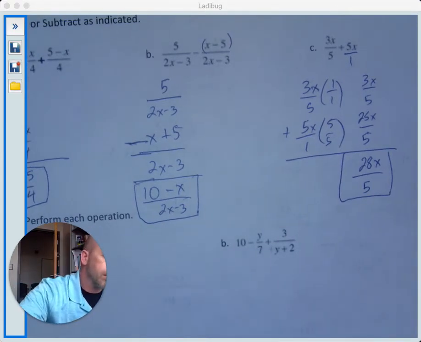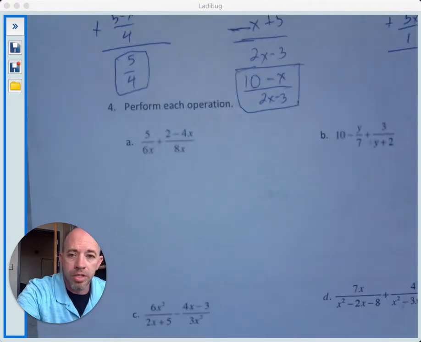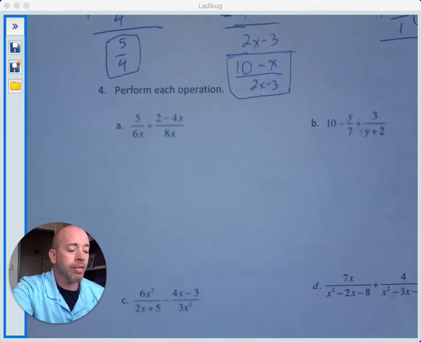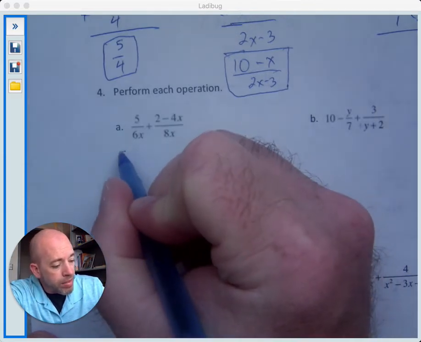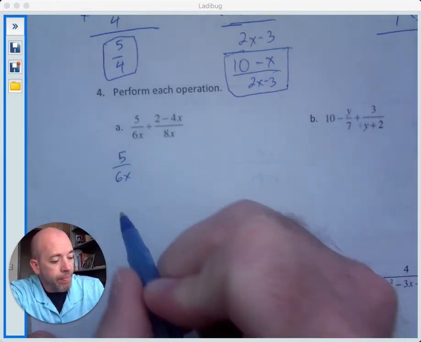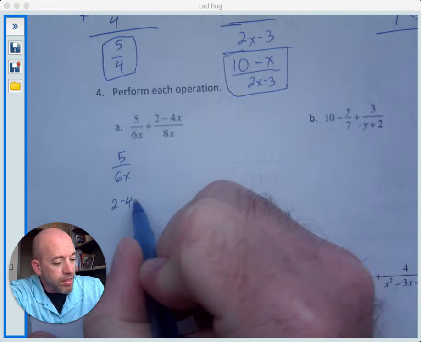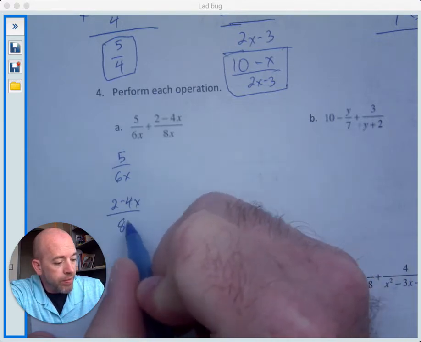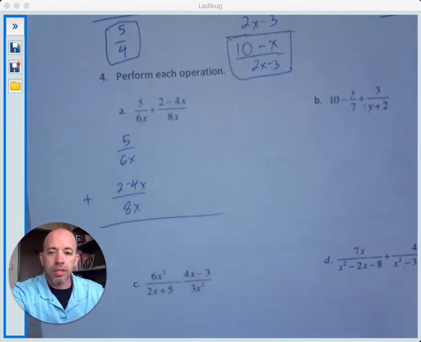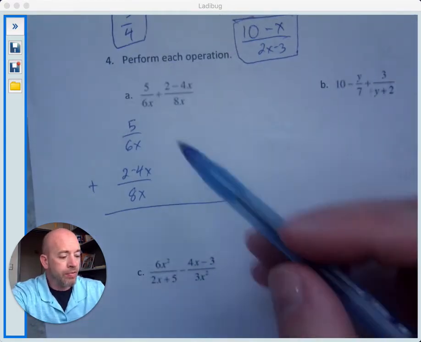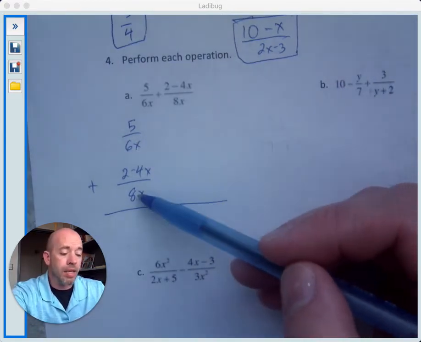Okay, so let's look at some down below. We have some more addition and subtraction problems. Again, I like to write them vertically. So I'm going to rewrite this: 5 over 6x, 2 minus 4x over 8x. And we are adding, right? So let's see. We need to find a common denominator for 6x and 8x.